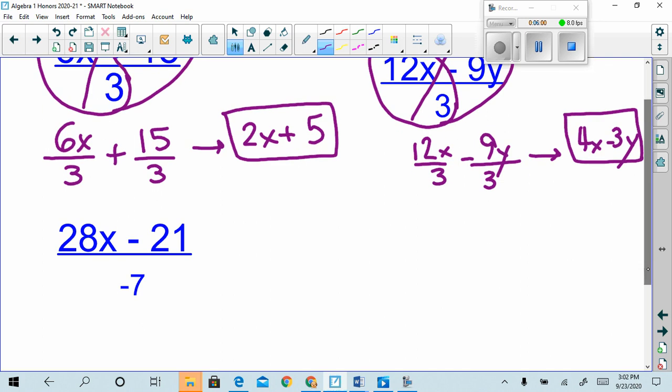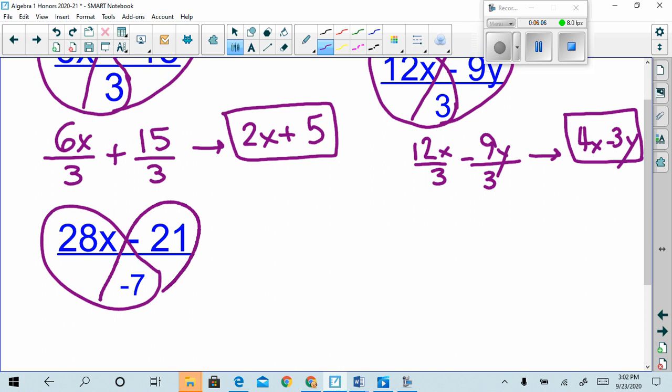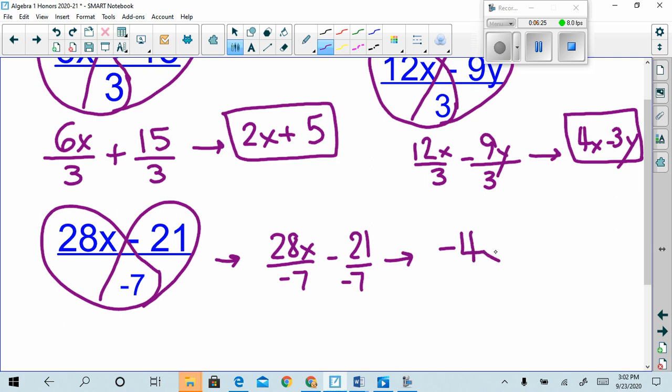And in this last problem, we're going to see again that we've got a difference, and we're going to divide by the term negative 7. So that's going to give me, once again, 28x divided by negative 7 minus 21 divided by negative 7. Simplified, that will become negative 4x plus 3.